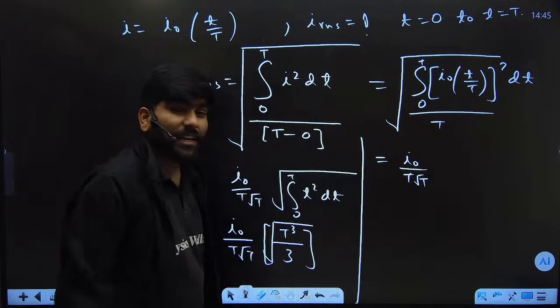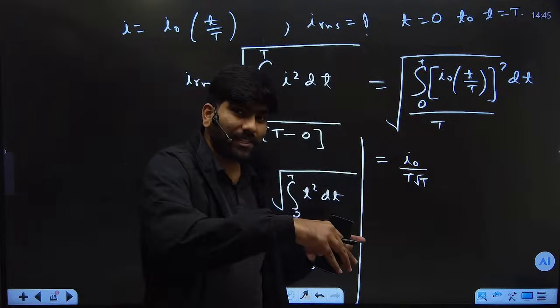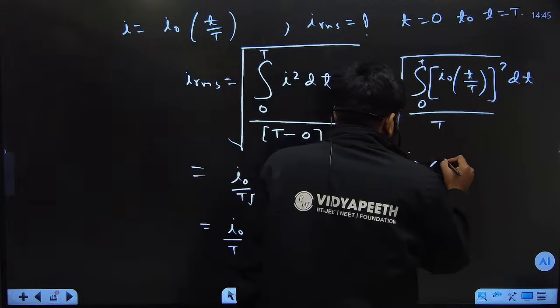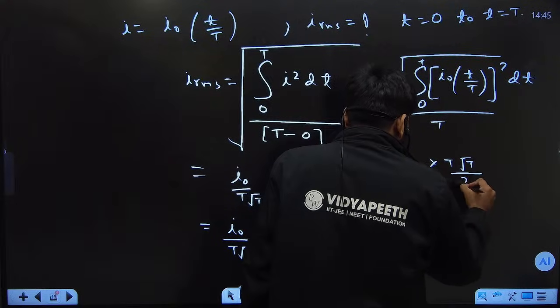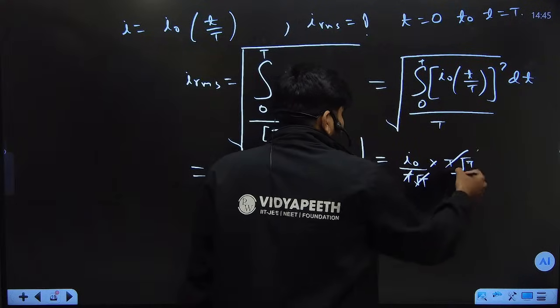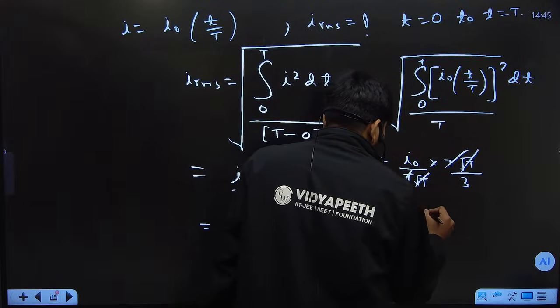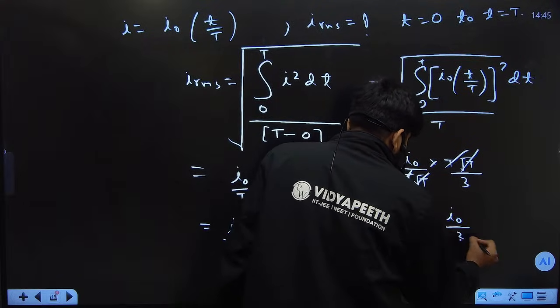Now see, can I write T cube as T square into T? T square will go out of the square root and become T. So what am I going to get? T root T here and 3 here. T root T is going to get cancelled. So I can say that the final answer is IRMS is basically I naught by 3.